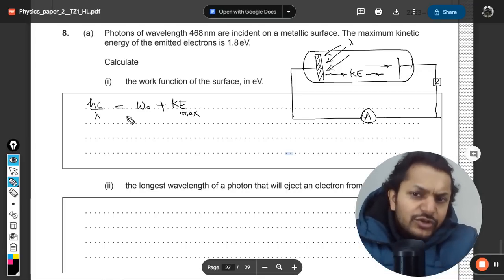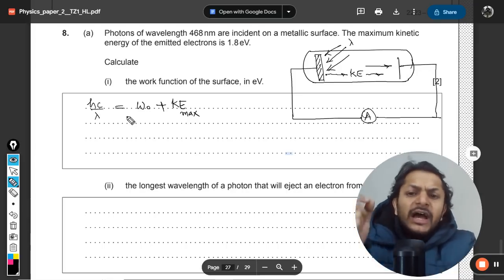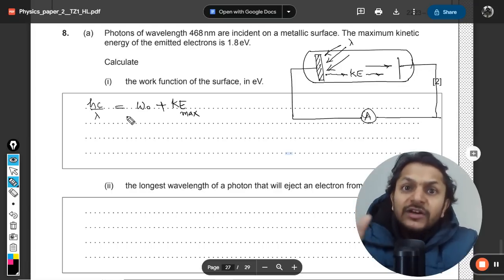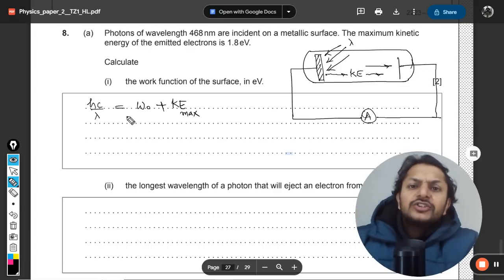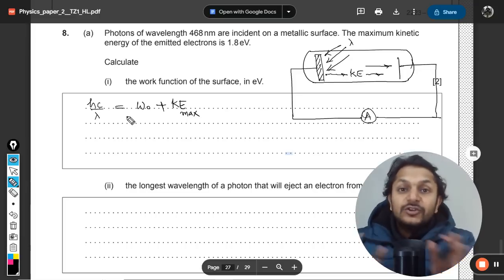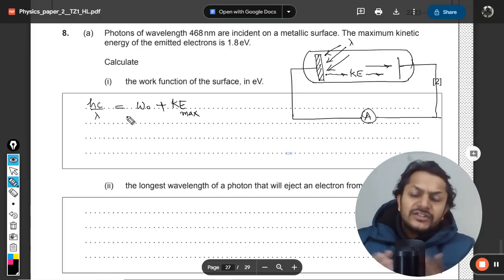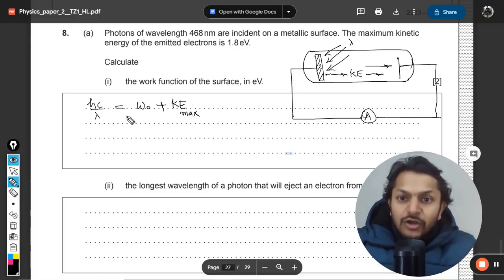There was this question also, I think, in paper one sometime, and the question was, do all the photoelectrons which are coming out of the metal surface have the same kinetic energy? So clearly the answer is no, they do not. Some electrons are moving at a faster speed and some electrons are moving slowly.